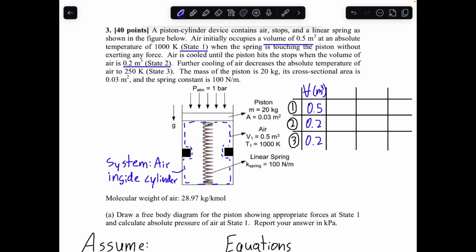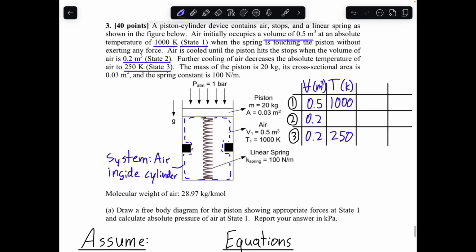Okay, the next thing that I see from the problem statement is that we're given some information about temperature at state 1. So I will make a column for temperature in Kelvin. And so we have a temperature of 1000 Kelvin for the air at state 1. And then we don't have any information about the temperature at state 2, but then at state 3, it is cooled even more to 250 Kelvin. Okay, and that's about all that it gives us for now, but I'll leave some room in our table so that we can keep track of some properties later on.